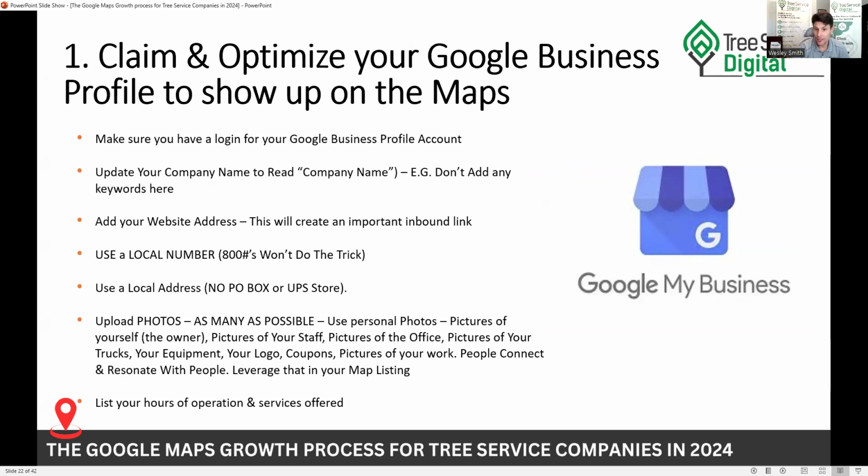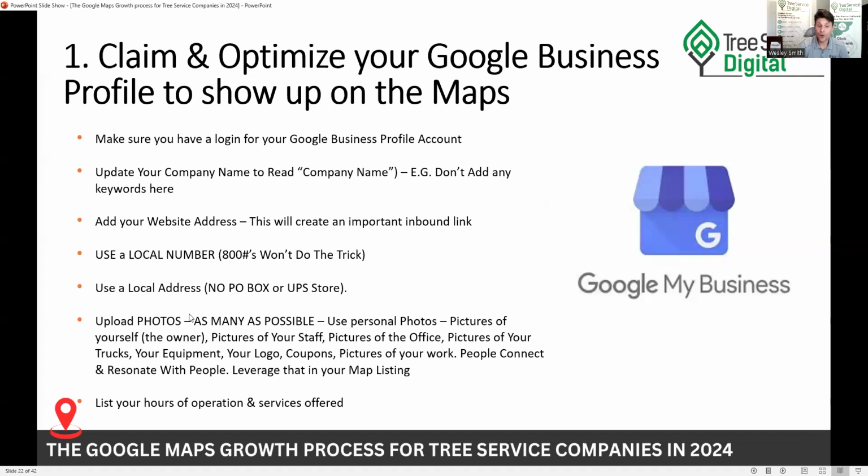Update your company name to read just the company name. Don't add any keywords to your Google map, for various reasons. Don't do that. Add your website address. Make sure you get your website link in there. Use a local number. 800 numbers or out-of-town numbers that aren't local are going to harm your ability to rank on Google Maps. We've seen this. Use a local address. Residential is okay as long as you just have one address, but do not use PO boxes or UPS stores. They're all flagged and they will eventually get suspended at some point.